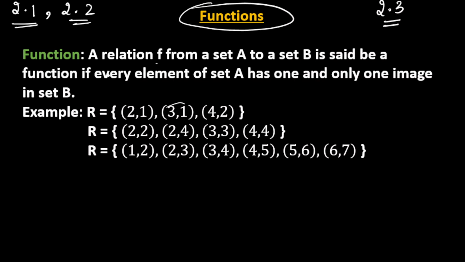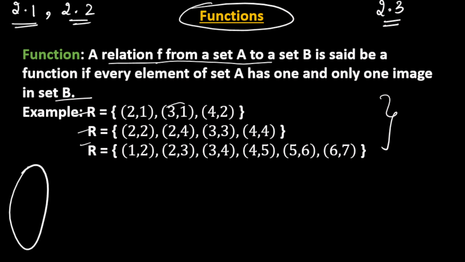What is a function? A relation f from a set A to a set B is said to be a function if every element of set A has one and only one image in set B. So this definition we will understand with the help of few examples. I have taken examples of few relations. Let's see whether these are functions or not. This we will understand with the help of arrow diagram.